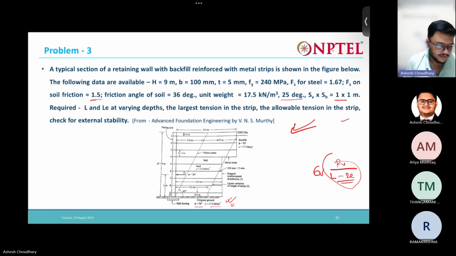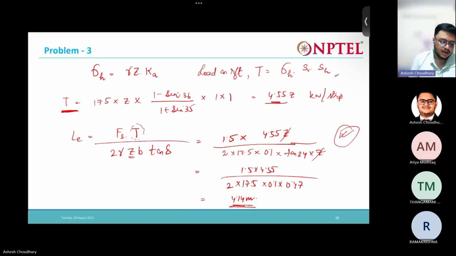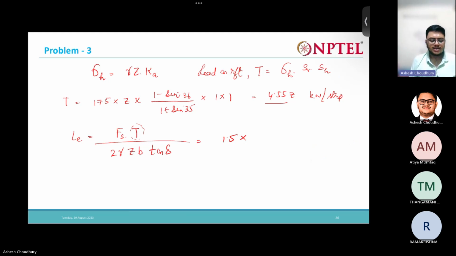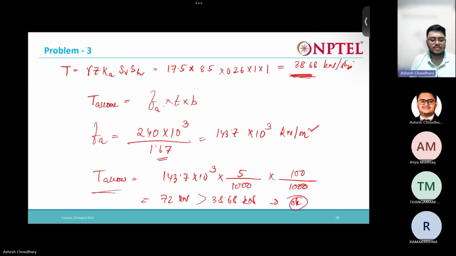Before we end, let us just go through this problem once again. We determined the load on each reinforcement. This load in reinforcement is directly put in the term for LE, the embedment length. From there, we got the embedment length. Hereby, we satisfied the tension criteria and the pull out criteria. Then we checked whether the total tensile load transmitted is equal to the PA, the active thrust pressure, or not.